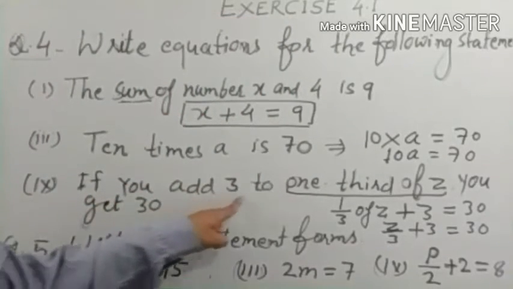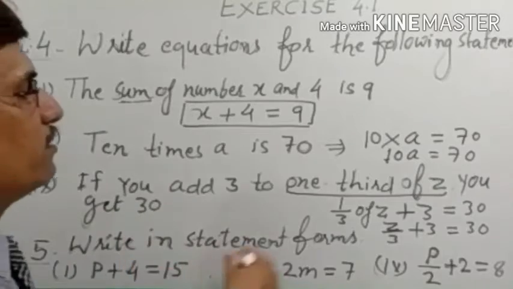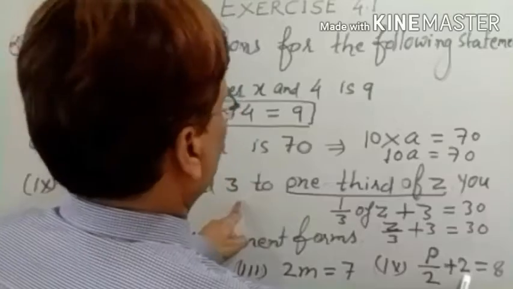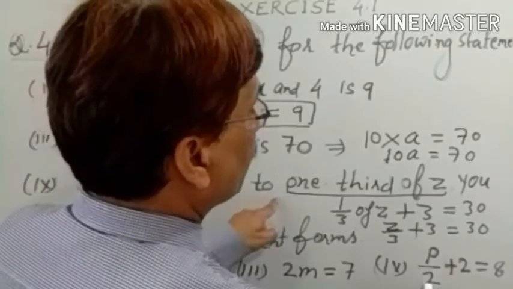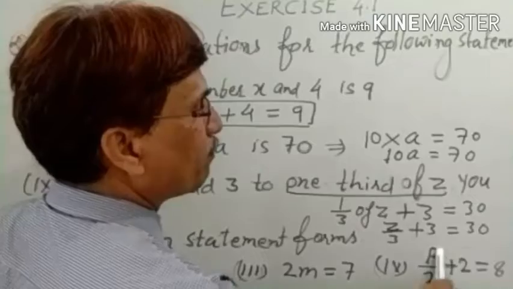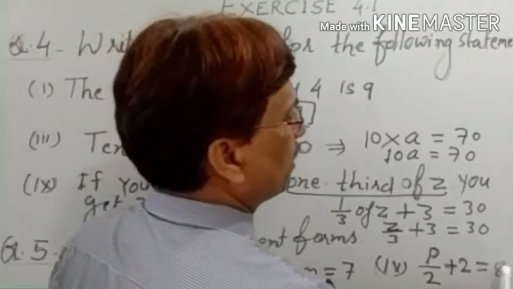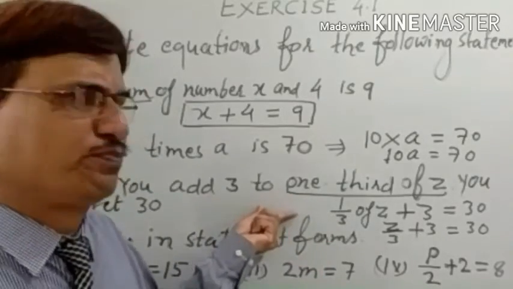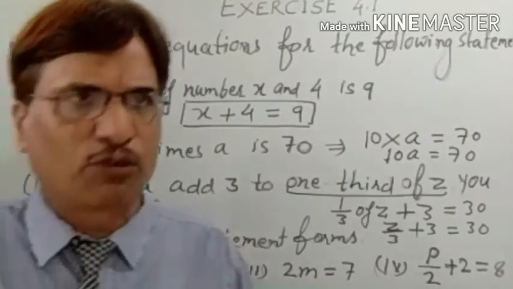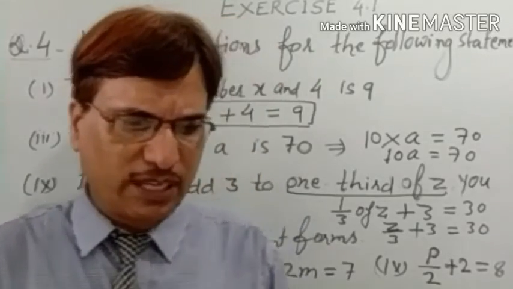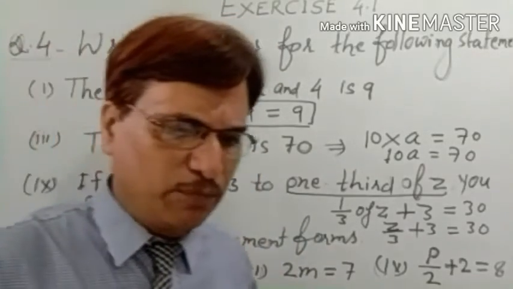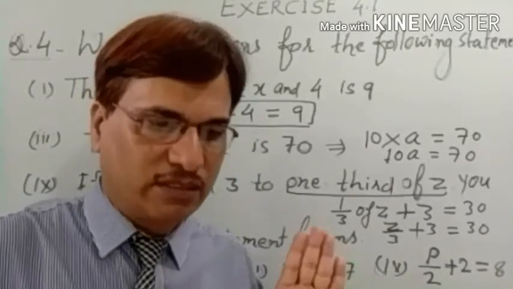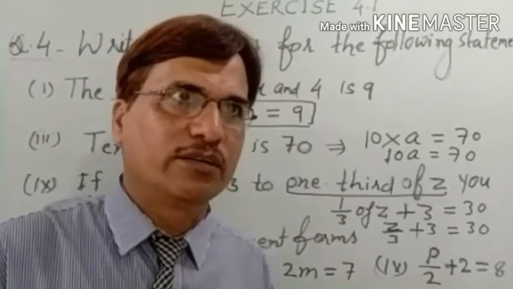Just like if you add 3 to 1/3 of an object, you get 30. If you add 2 to half of P, you get 8. Students, you can do all these questions given in your textbook easily. And for question number 6, you have to read the question carefully and try to make the equation. Okay.